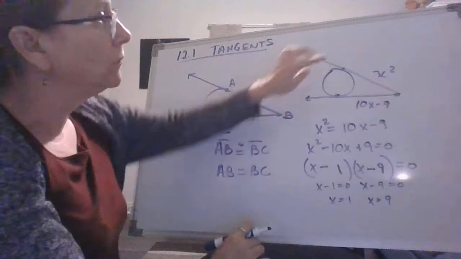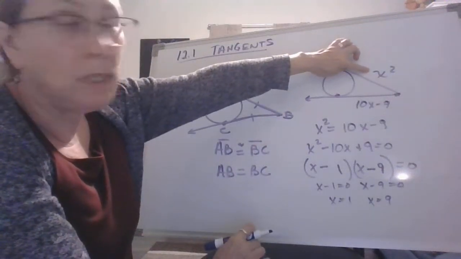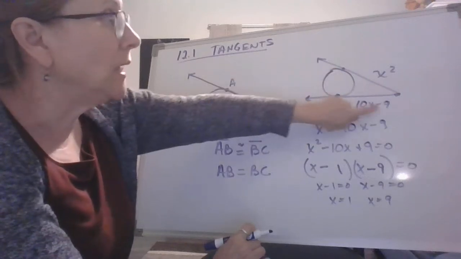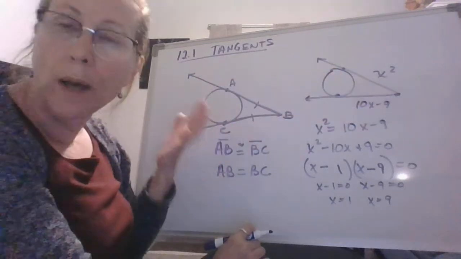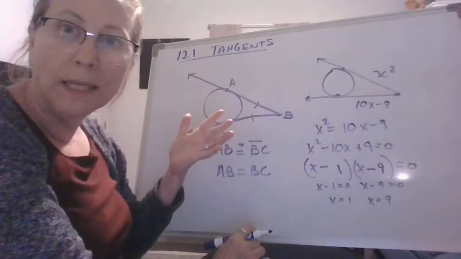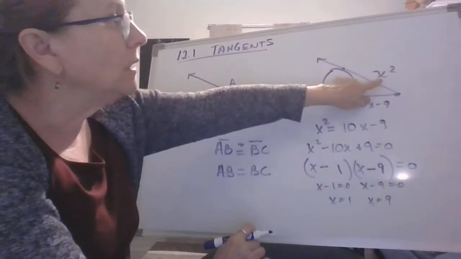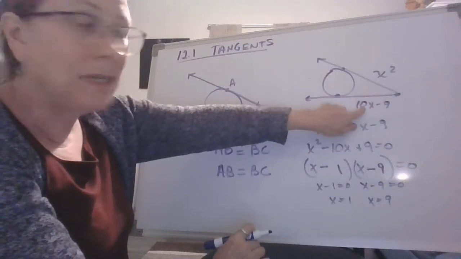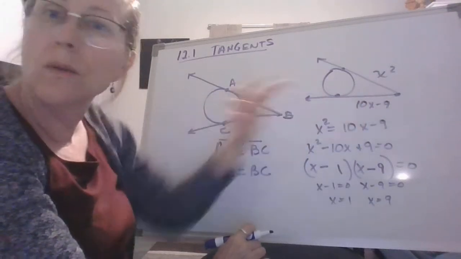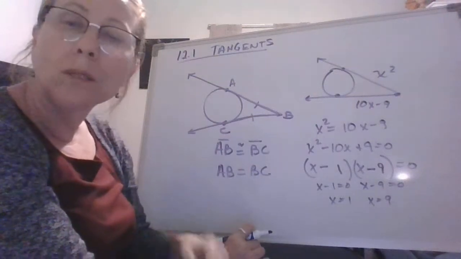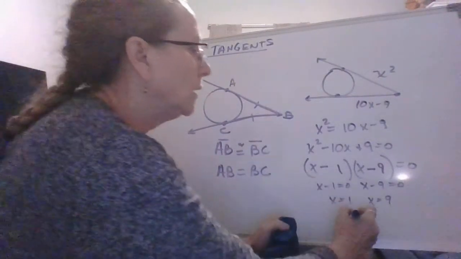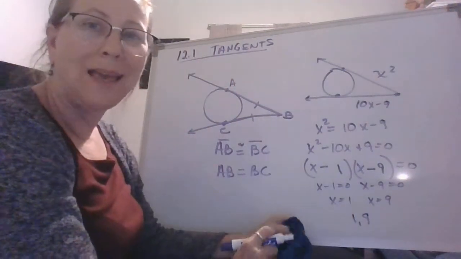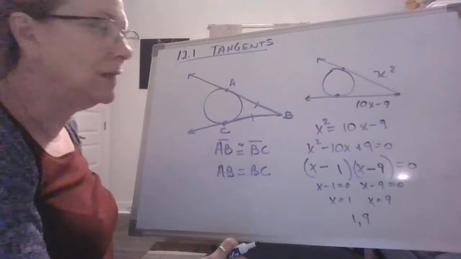Well, let's check it out. If 1 is squared, we have 1 here. 10 times 1 is 10, minus 9 is 1. So both of these segments would be 1. They would be equal, so that's a valid answer. Well, let's check out 9. 9 squared is 81. 9 times 10 is 90, minus 9 is 81. So that's also a valid answer. So we have two possible answers for this one. In MyMathLab, we would include both, separated by a comma: 1, 9.